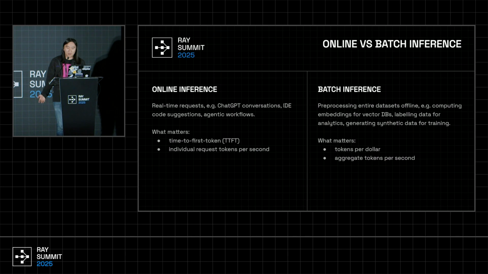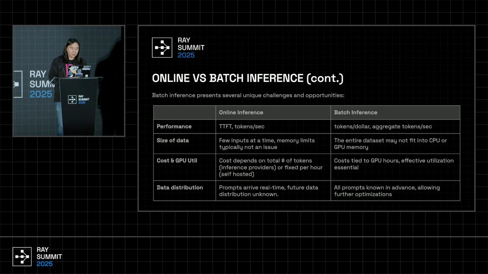And what matters in these cases is often, one, time to first token for interactivity, as well as the tokens per second on an individual request, the throughput within a single request. On the other hand, for batch inference, we're doing things like preprocessing an entire data set offline for computing embeddings for vector DBs, labeling data, or generating synthetic data for training, right? And what matters in this case are, one, tokens per dollar, and two, the aggregate throughput or aggregate tokens per second instead.